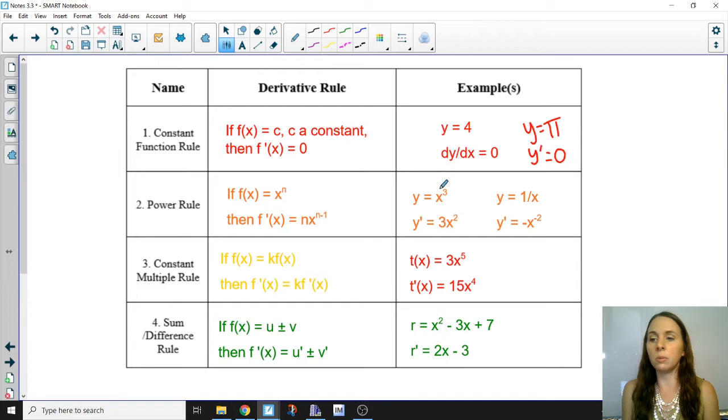Here's a simple example. If I have something like x to the 3rd power, then the derivative is 3x squared.